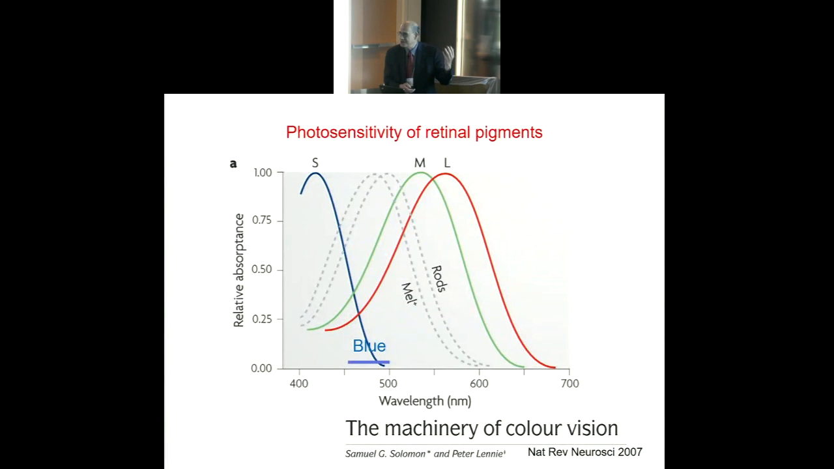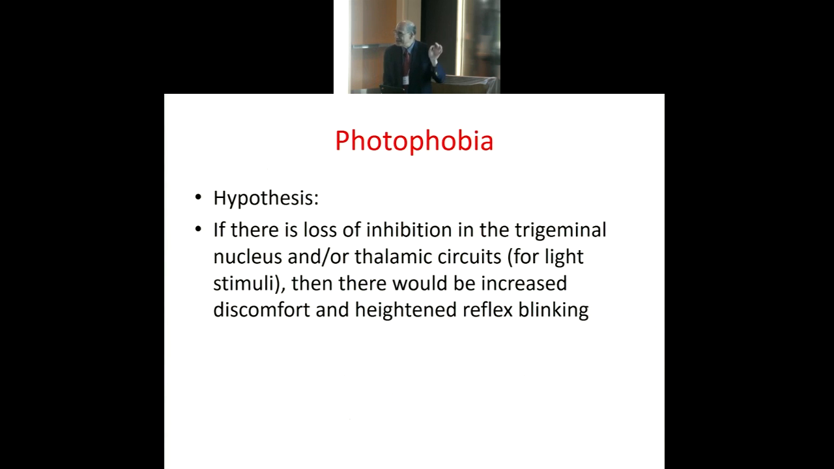So the hypothesis now that ties into what I was talking about earlier is that there might be loss of inhibition in the trigeminal nucleus or the thalamic circuits for light stimuli. And if that's the case, there could be increased discomfort and heightened reflex blinking as a result of too much light input if there's loss of inhibition there as well as loss of inhibition in the motor circuitry. In any event, it is the case that decreasing light flux can help.